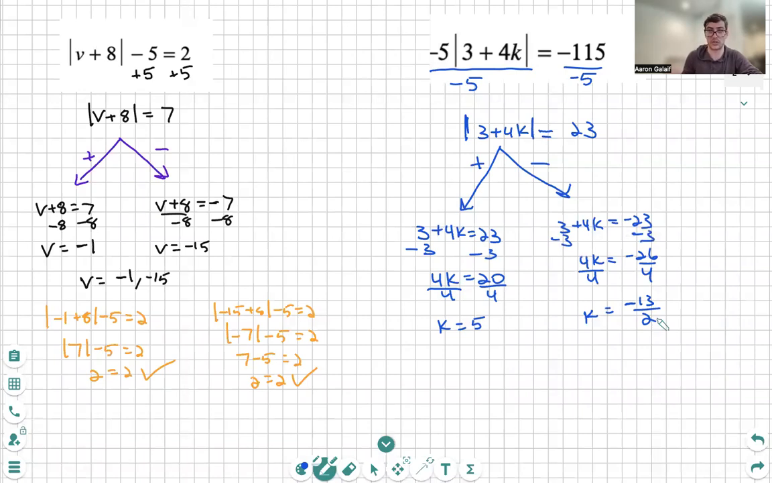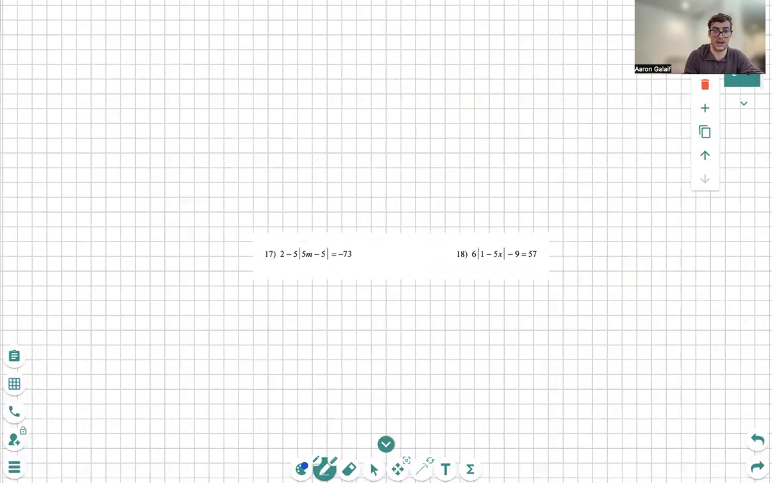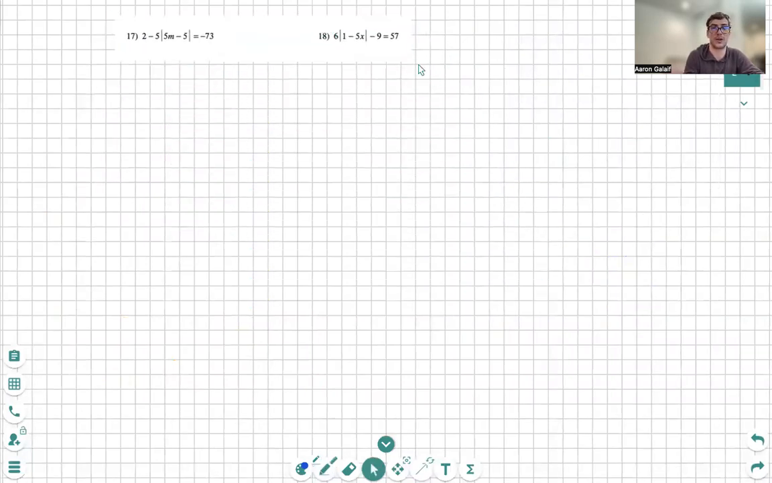If we plug this into a calculator, multiply that one by 4, add 3, we will get a -23 inside of the absolute value. But to save some time, we are going to move on and solve the next two. There are our answers for that one, 5 and -13 over 2. All right. Let's solve these two and call it a day.